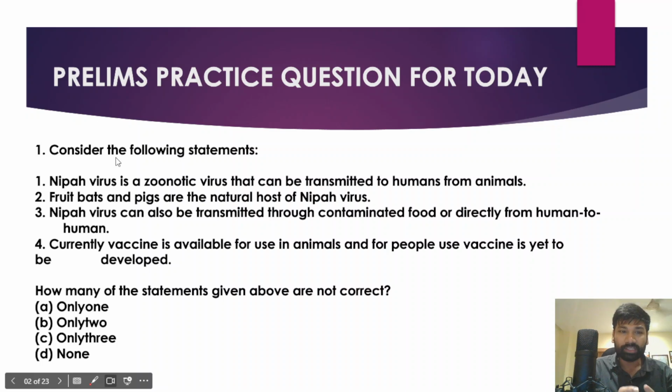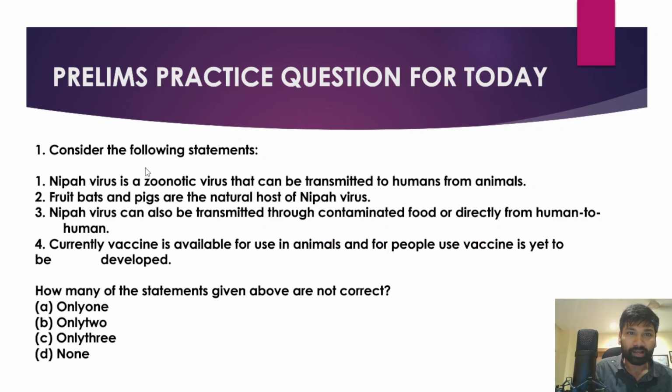So the question is, consider the following statements about the Nipah virus. The first statement says that the Nipah virus is a zoonotic virus that can be transmitted to humans from animals, and the fruit bats and pigs are the natural host of the Nipah virus. Yes, this is a zoonotic disease and it is transmitted to humans from animals, and fruit bats and pigs are the natural host of this Nipah virus. Yes, of course, they are natural hosts, and this statement is also correct.